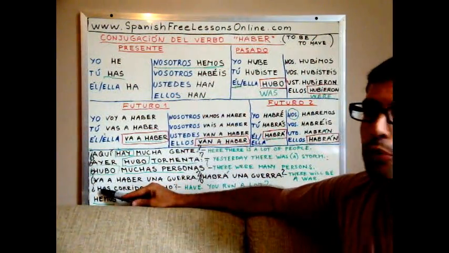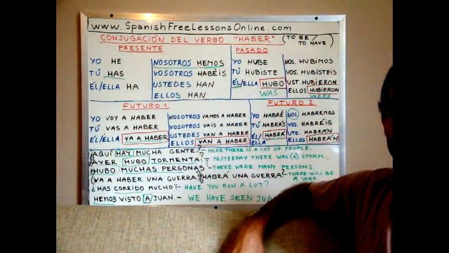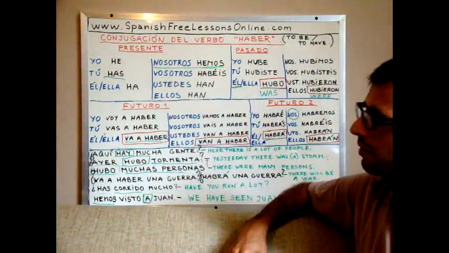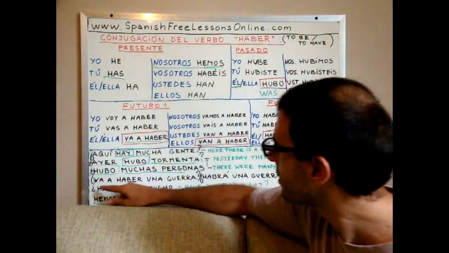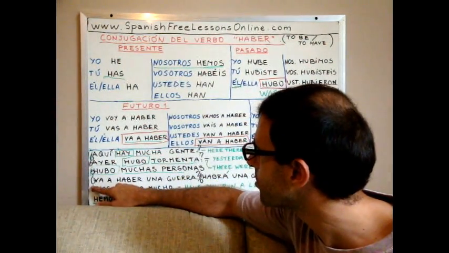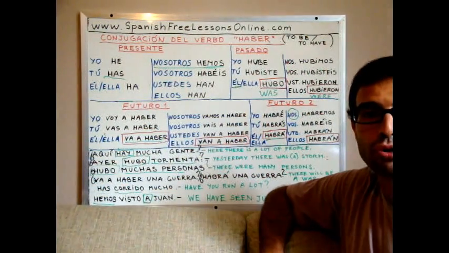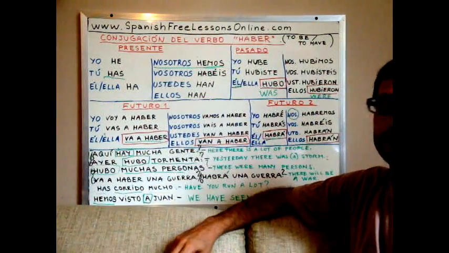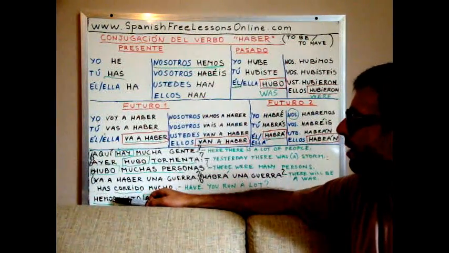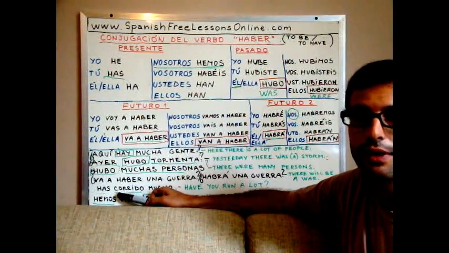Now here we already have a question. ¿Has corrido mucho? Have you run a lot? If we simply eliminate the question marks, we have has corrido mucho. You have run a lot, right? Now we have converted a question into an affirmative sentence.